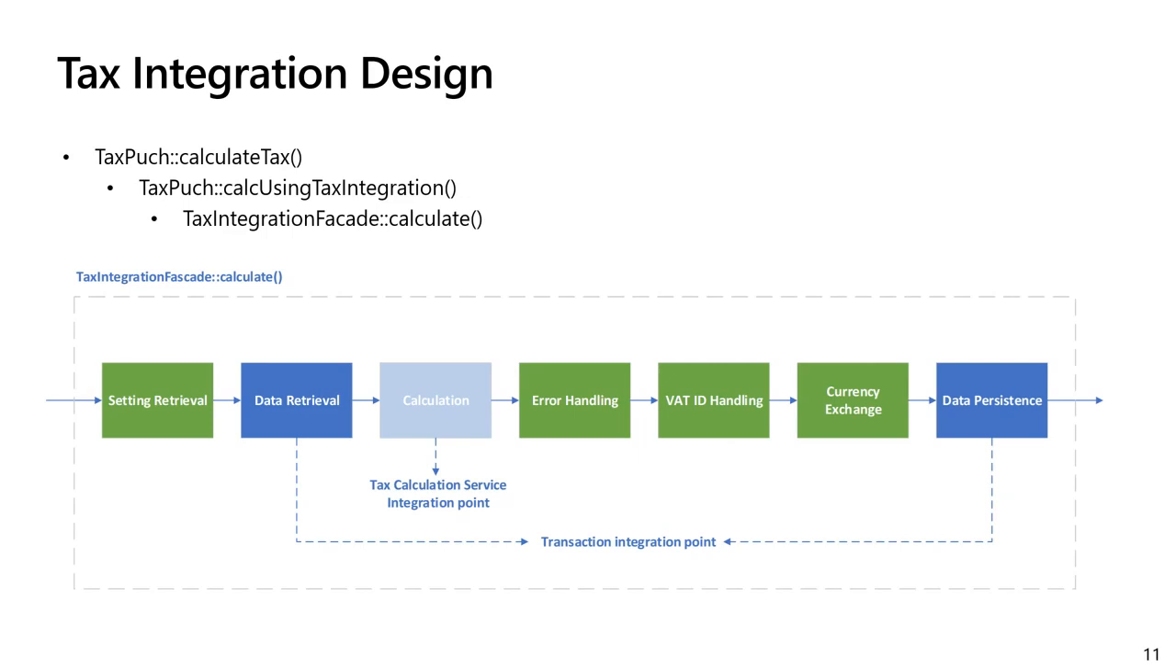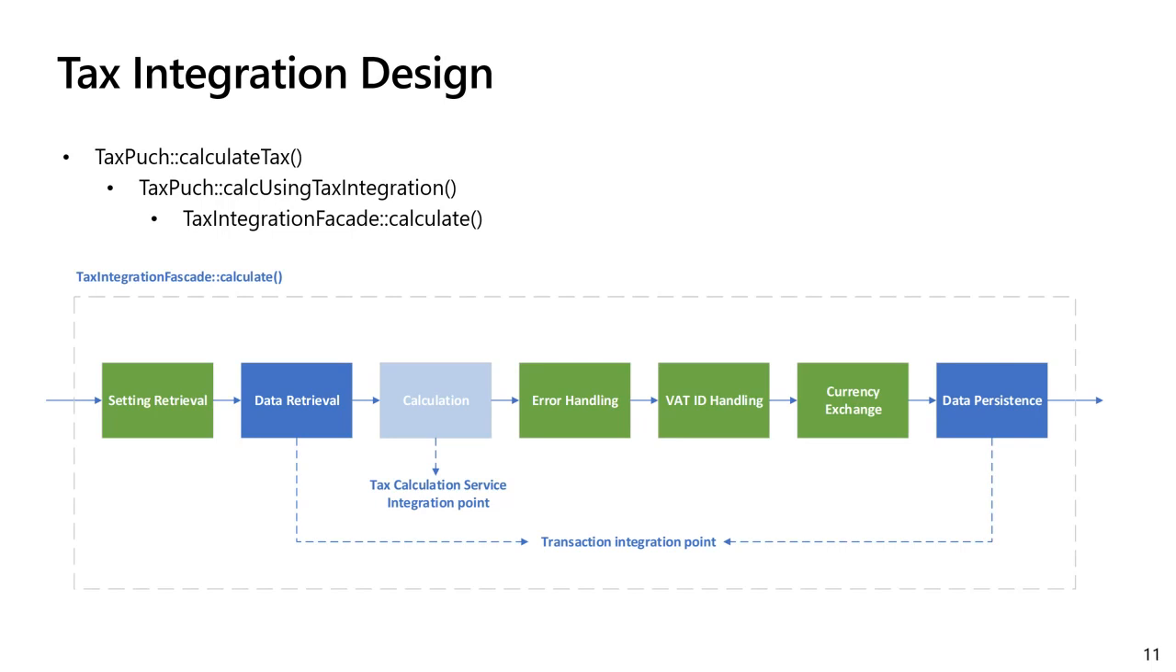For the purchase order, a major entry point for purchase tax calculation is TaxPurchCalc.calculateTax, this method. By default, it is using the embedded tax engine, but now we will integrate the tax service with TaxPurchCalc using tax integration. This method calls the tax service. And inside this method, the tax integration facade calculate will be called as the entry point.